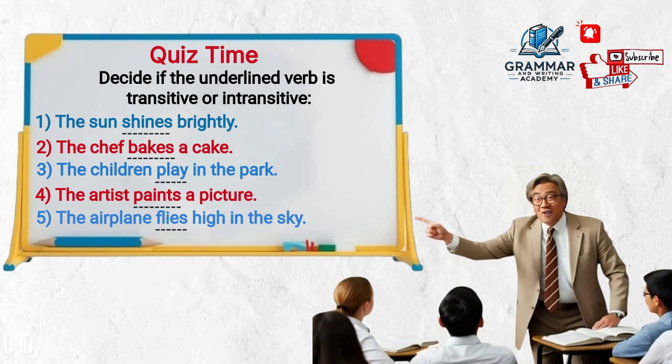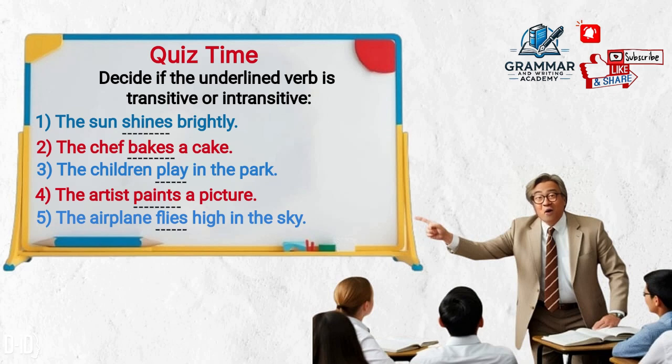1. The sun shines brightly. 2. The chef bakes a cake. 3. The children play in the park. 4. The artist paints a picture. 5. The airplane flies high in the sky. Try to write your answers in the comments down below.